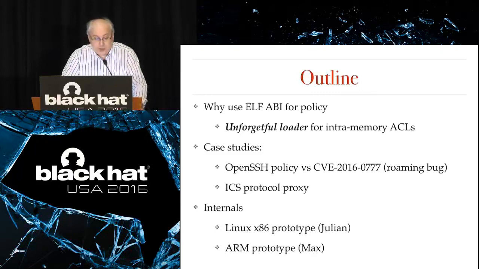Then we're going to show you what kind of effects this policy produces for OpenSSH vis-a-vis the roaming bug, which hit us recently, and 777, such a Vegas number. Then we're going to talk about another case study that we did for an industrial control system proxy on ARM, which Max has ported our system to from x86. And then we're going to talk about the internals. What do we do to the kernel while we do that? Why it's not something horrible, but rather an extension of an existing pattern that the kernel already uses. So this is a natural extension.